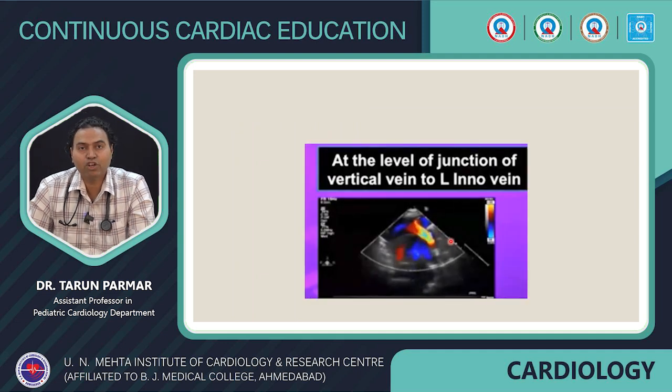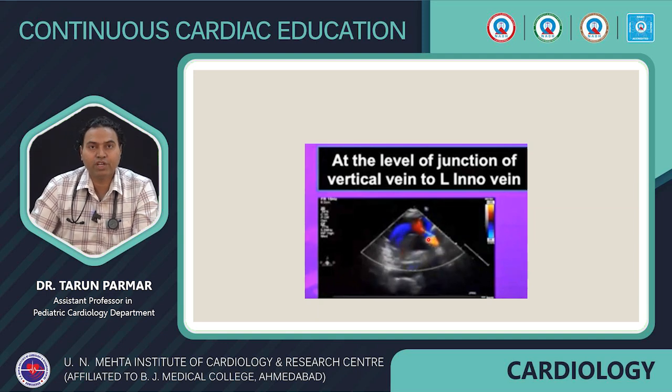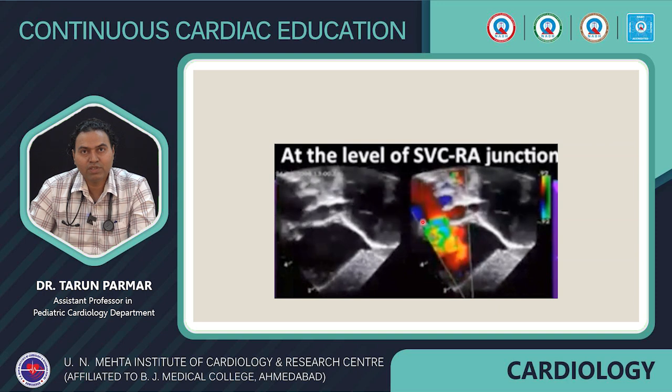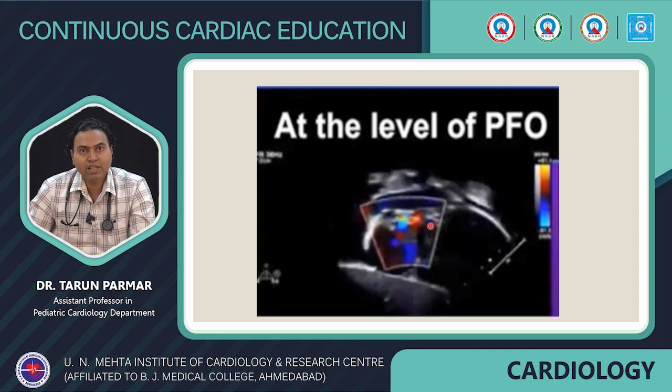Here is another site of obstruction, that is the junction of the vertical vein to the left innominate vein. This is at the level of the SVC-RA junction obstruction. Here you can see the mosaic pattern at the level of the PFO.